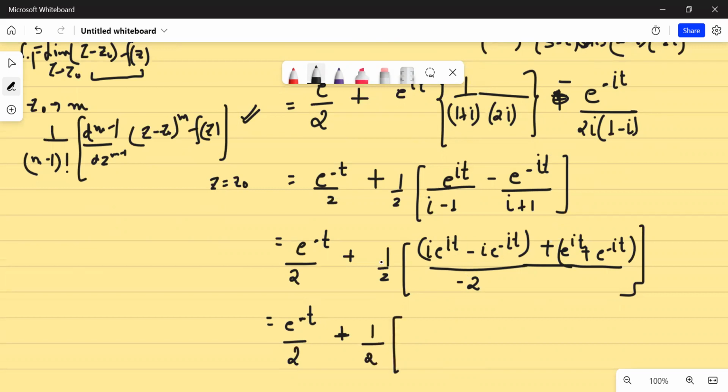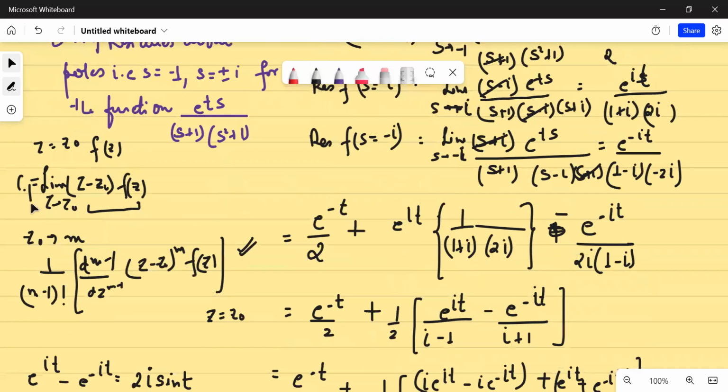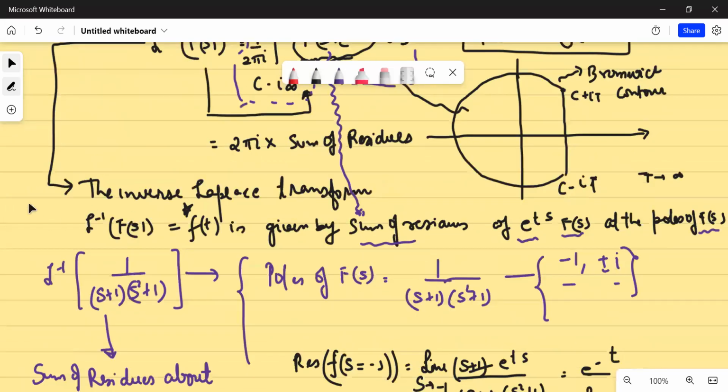Remember, if you recall, e to the power iota t minus e to the power minus iota t is simply 2 iota sin t. Iota is already there, so minus, minus, minus, plus. So you simply get a sin t here. And here, this is cos t, so you get a minus cos t. This is what you got in other ways also, like the convolution theorem; you got the very same result.